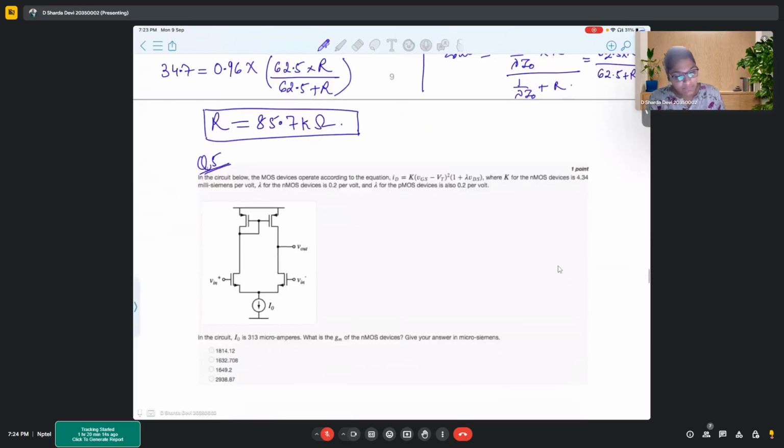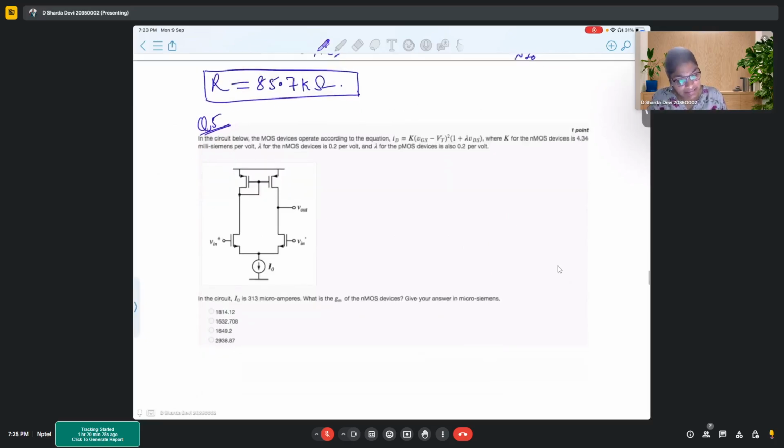So in this problem, now if you see, this is an OTA. Since it is a single-ended circuit, there is a single-ended output. So it's an OTA circuit. Now here it is mentioned that this device has a current equation of the form K (VGS minus VT) whole square times (1 plus lambda VDS). So this is using the channel length modulation equation.